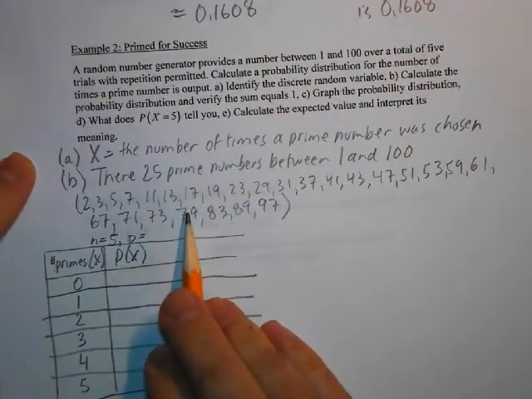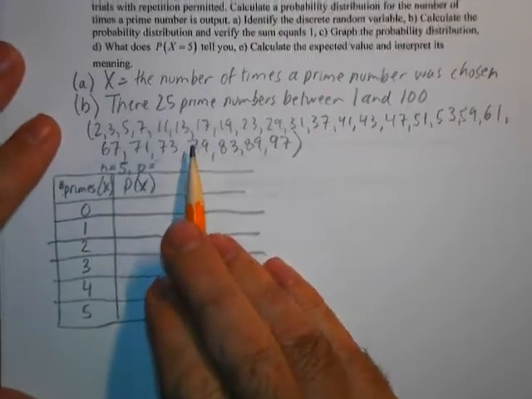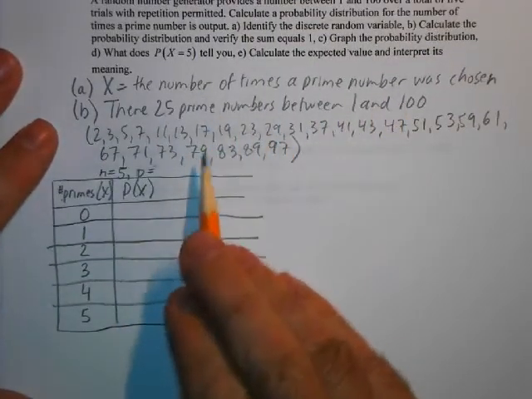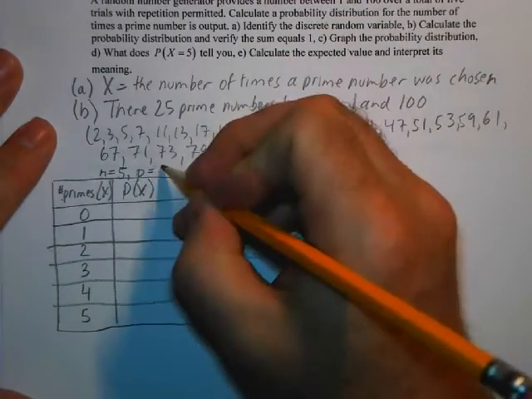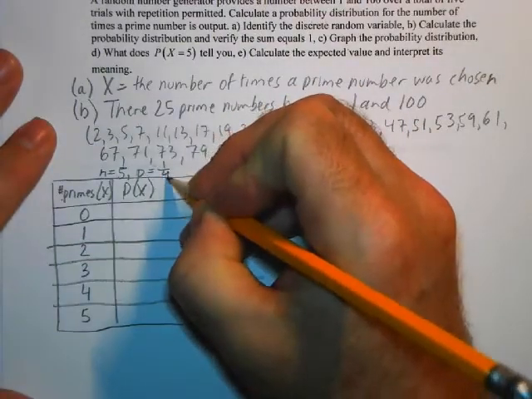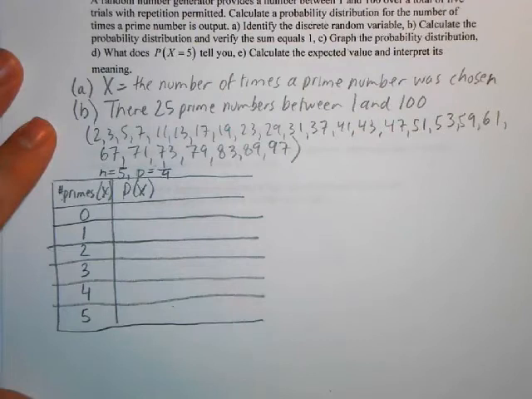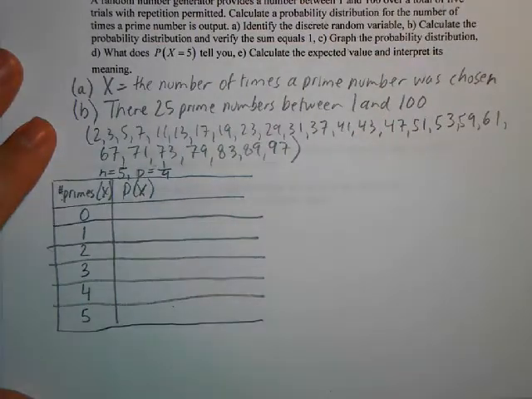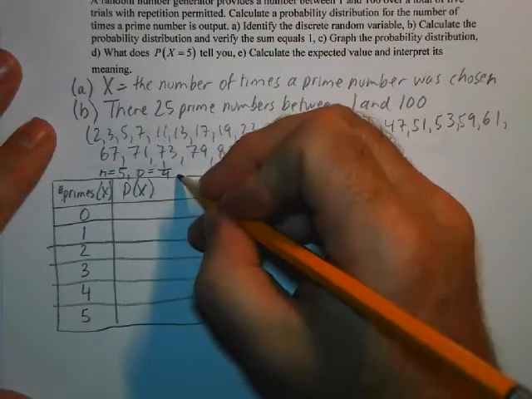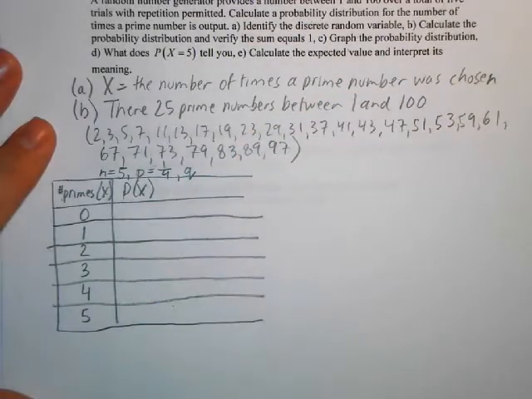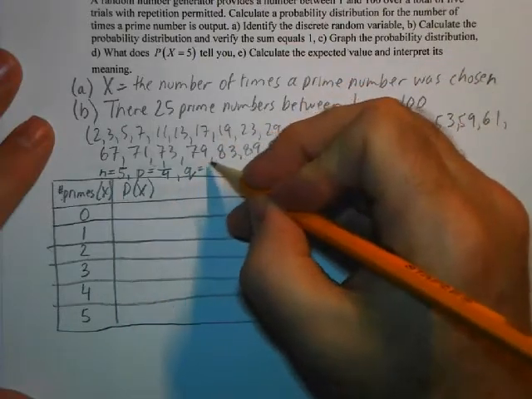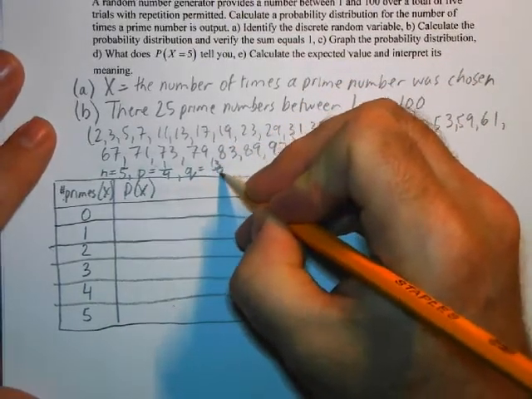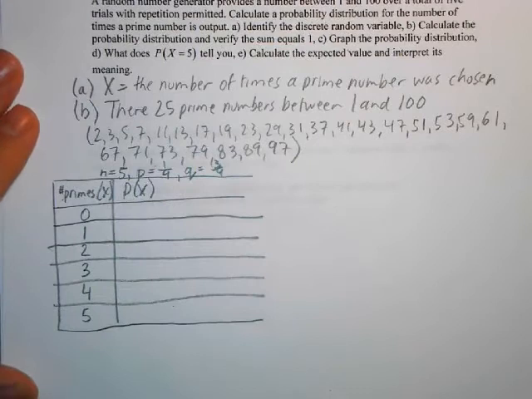So we know that there's 25 prime numbers for the 100 that are here. So that's 25 out of 100. So that reduces to 1/4. So there's a little fact for you: 1/4 of the first 100 numbers are prime numbers. That means the probability of getting a prime number is 1/4, and therefore the probability of not getting a prime number is 3/4. So we need those in our formula here.